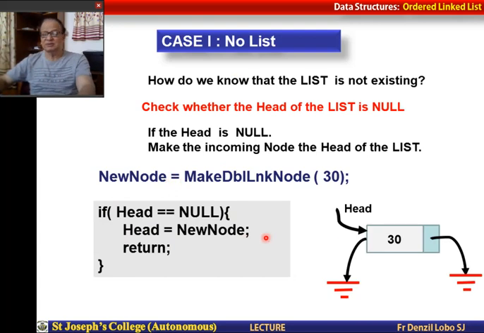As you see here, the new node is created. Head points to this node. Head contains the pointer to this node. New node is nothing but the pointer, so that is contained here in this variable called head. And this points to null: previous points to null, next points to null.